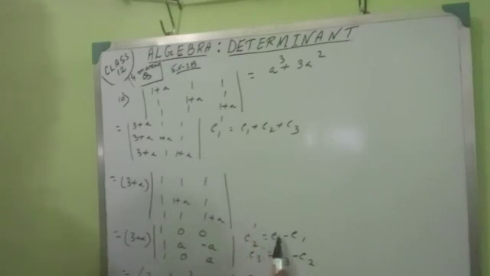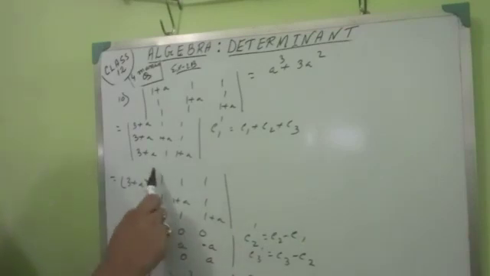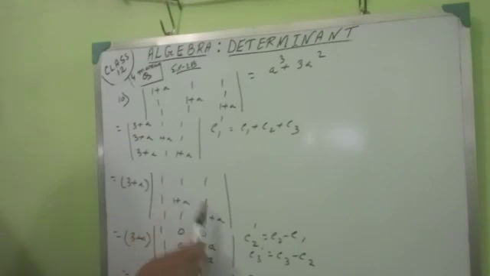Second column minus first column. C2 dash equals to the new second column will be C2 minus C1 and the new third column will be C3 minus C2. Now 1, 1, 1, that is the first column, there is no change, only second column minus the first one. So 1 minus 1, 0, 1 plus a minus 1. That is only a, 1 minus a again 0. And it is 1 minus 1, 1 minus 1 plus a, 1 plus a minus 1. Okay, so it's coming 3 plus a.